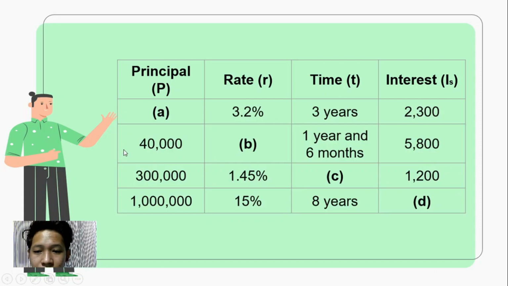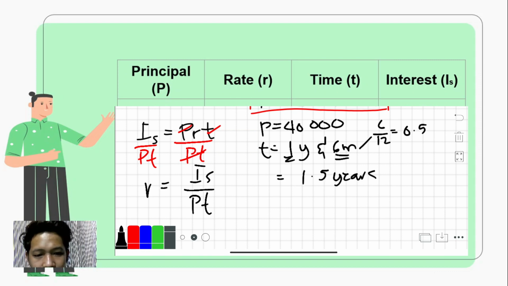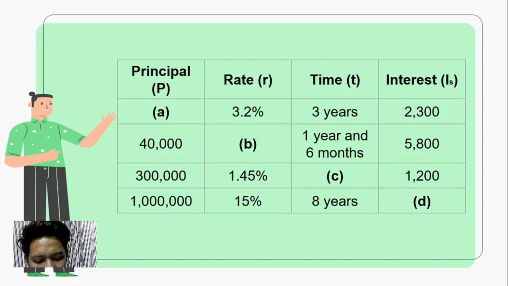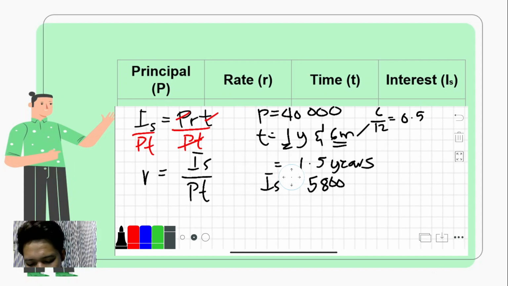So, let us now solve this one. We have our principal, which is 40,000. And then we also have our time, which is 1 year and 6 months, so we convert the 6 months into years. That would be 6 divided by 12 because there are 12 months in a year, and that would be 0.5. And then we add the 1, which makes it 1.5 years. Okay? And then we also have our interest, which is 5,800. Since we already have the given values, we now substitute into the formula. We have R equals I sub S over PT.